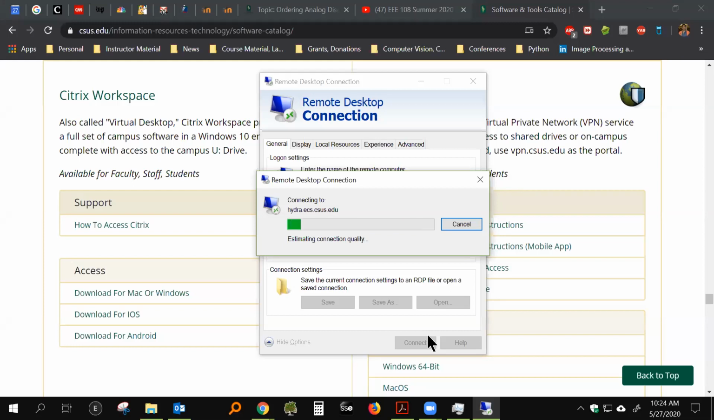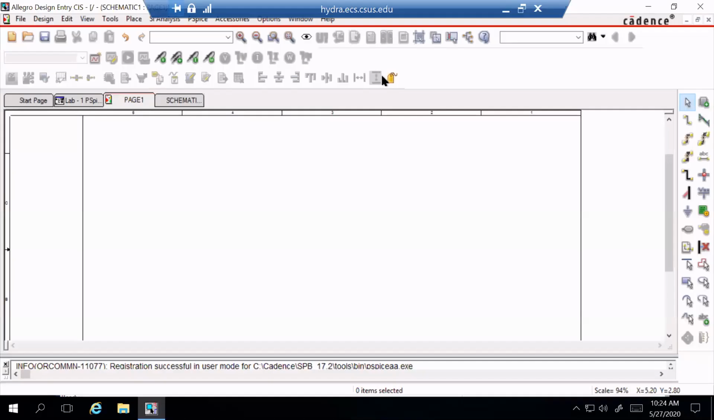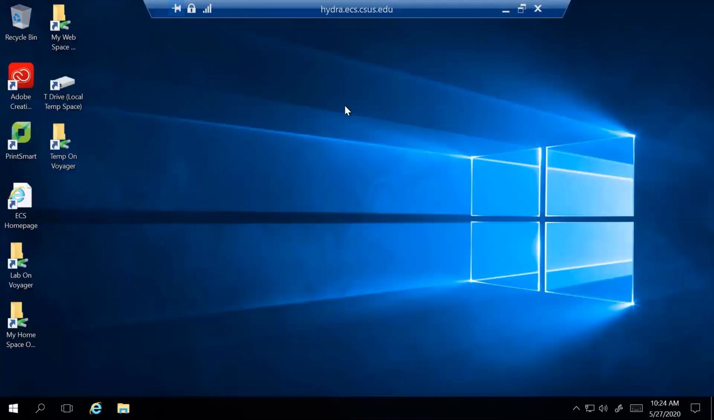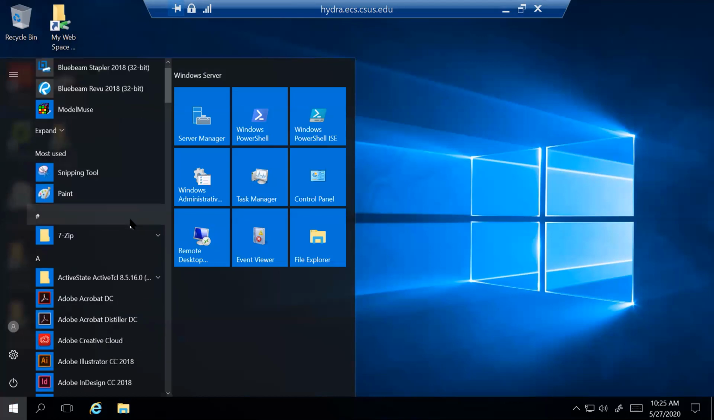It's a slow process. It does take a little bit of time. Okay, let's see if I can bring it over. So this is what Hydra looks like. The banner on the top tells you that you are indeed connected to Hydra. Once you see that banner, you know you're connected to the ECS server. Then when you press the Windows start button, you should see a whole bunch of software installed.